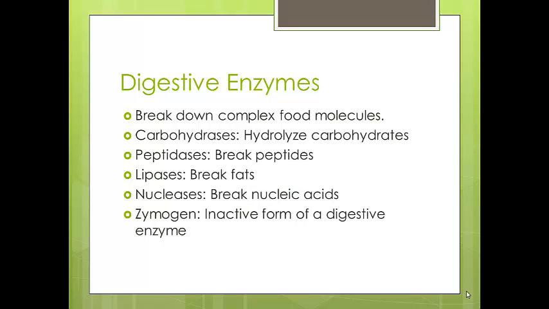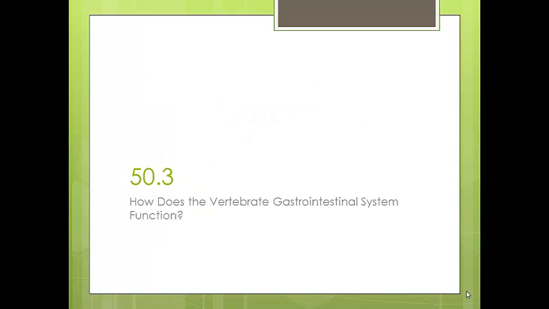Underline it. Okay. Now we have our digestive enzymes, which are pretty straightforward. They break down the complex food molecules. Carbohydrases break down carbohydrates. Peptidases break peptides, lipases, fats, nucleases, nucleic acids. Zymogens are the inactive forms of a digestive enzyme. We will discuss an example, pepsinogen, later in this podcast or maybe in the next section.